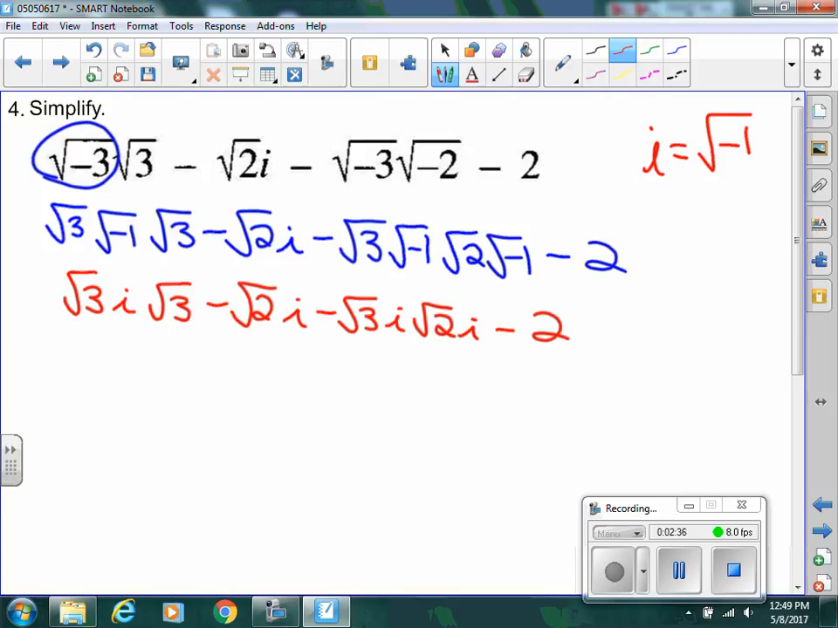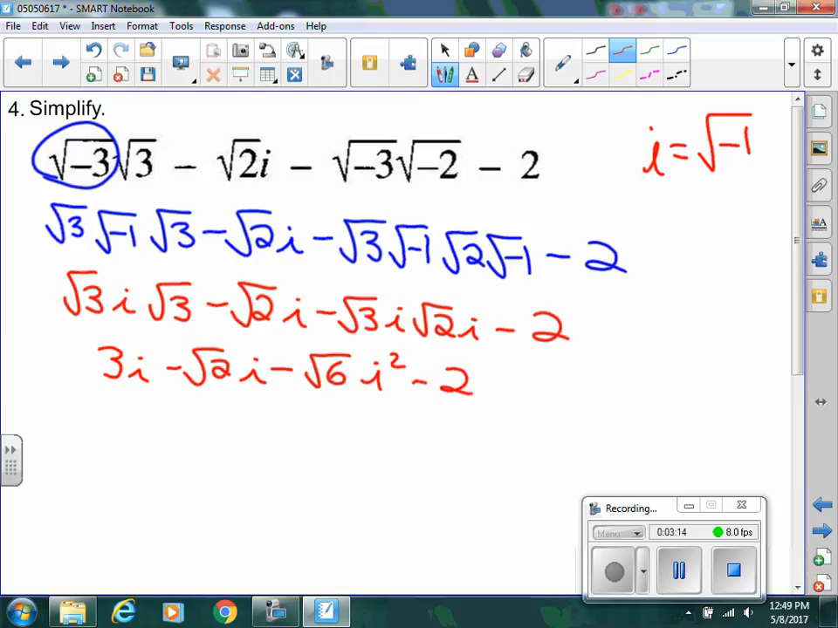The square root of 3 times the square root of 3 is 3, right? So I just have 3 times i, and I have minus square root of 2 times i. Okay, this gets interesting. I have negative square root of 3 times square root of 2. What's the square root of 3 times the square root of 2? I just multiply the numbers and put it under the radical. So I get 3 times 2 is 6. So I say square root of 6. And I have i times i. So now I have i squared, right? i times i. So i squared, and then minus 2.